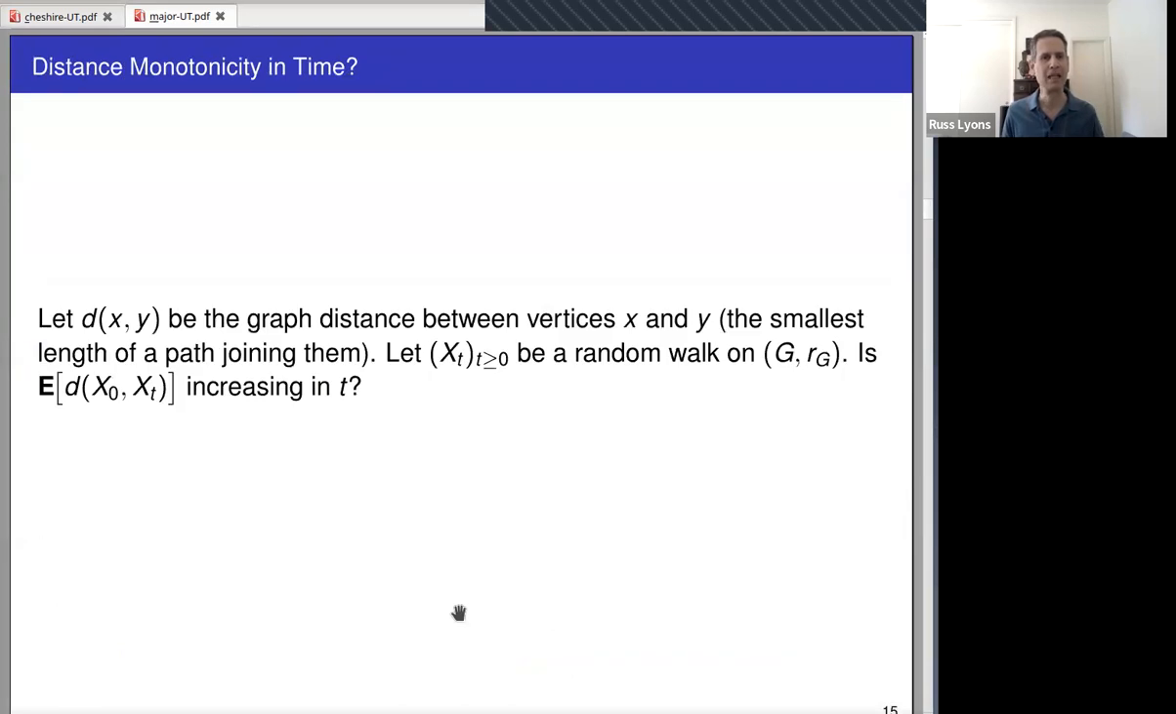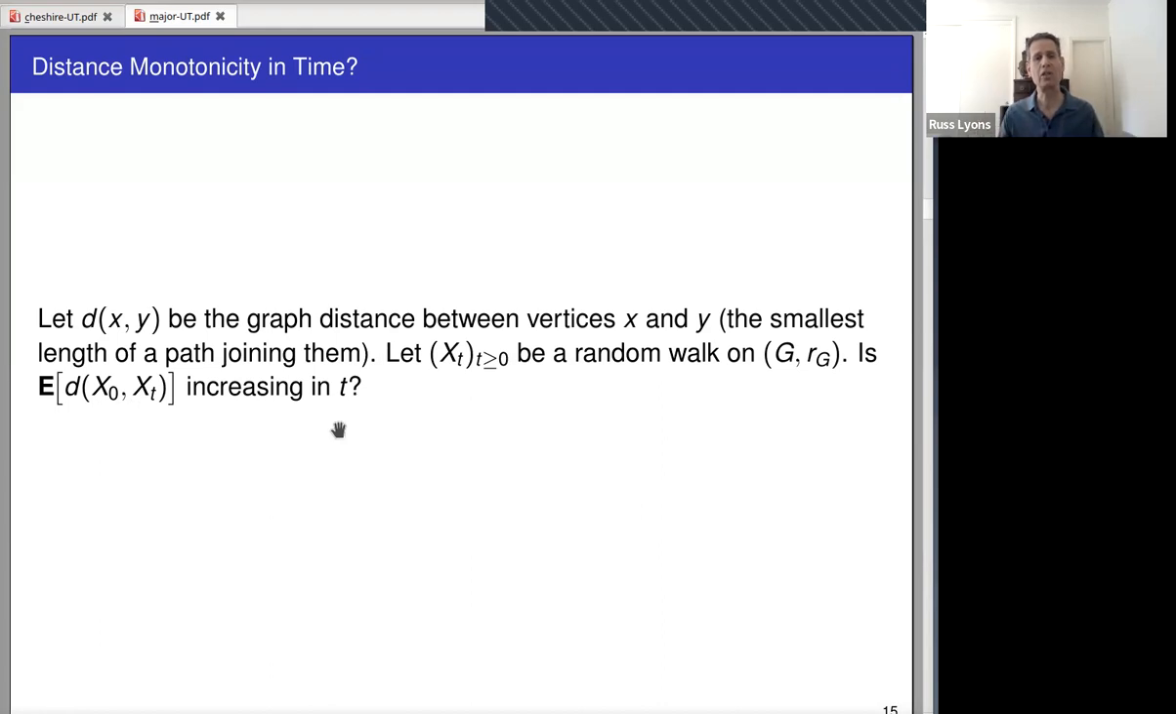Okay. So now let me talk about a different type of monotonicity. So that was monotonicity of return probabilities. How about monotonicity of the distance from the starting point in time, right? We should look at time first. So let d of x be the graph distance between two vertices, and X_t be our random walk when we've introduced rates on the edges. So now look at the expected distance at time t from the starting point.